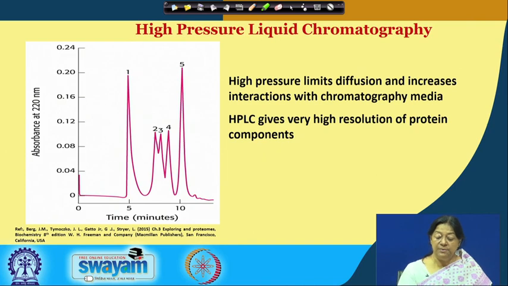So, the high pressure limits diffusion and increases interactions with the chromatographic media, and it gives very high resolution of protein components. We again have a specific elution, or what is called a specific retention time, telling you how strongly your specific protein component is attached to the column.